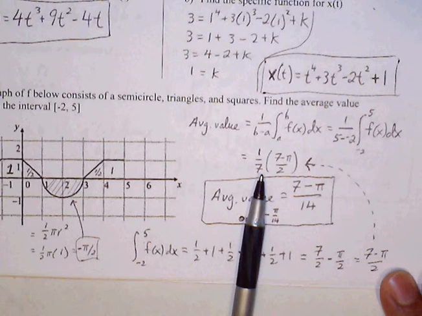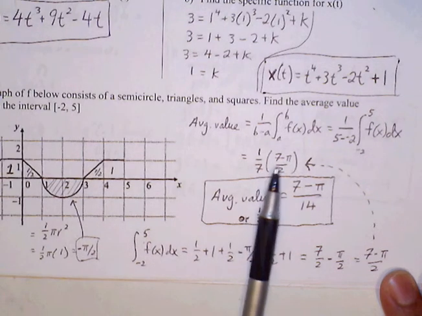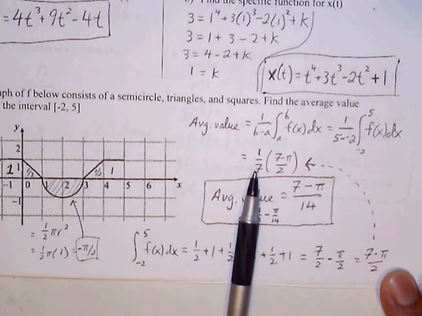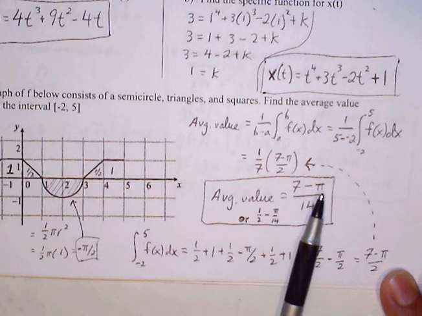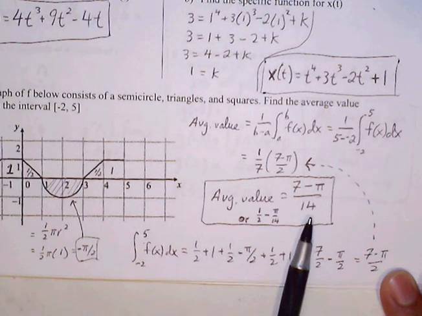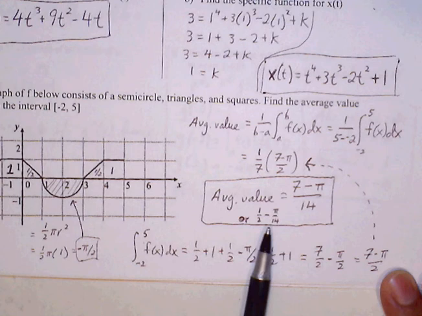So really this is area divided by the width will give me the height. So average value is 7 minus pi over 14. Or you can split this up as individual fractions as 1/2 minus pi over 14. That will be fine as well.